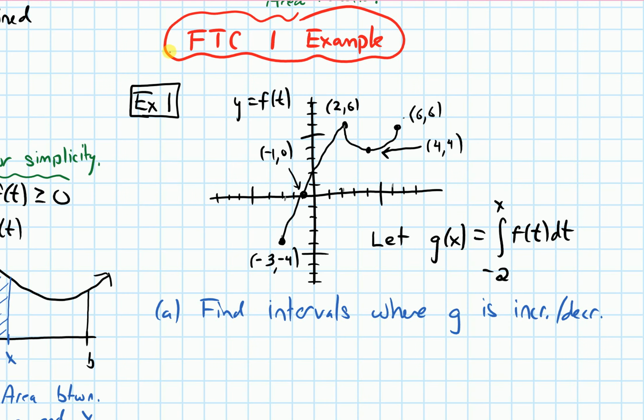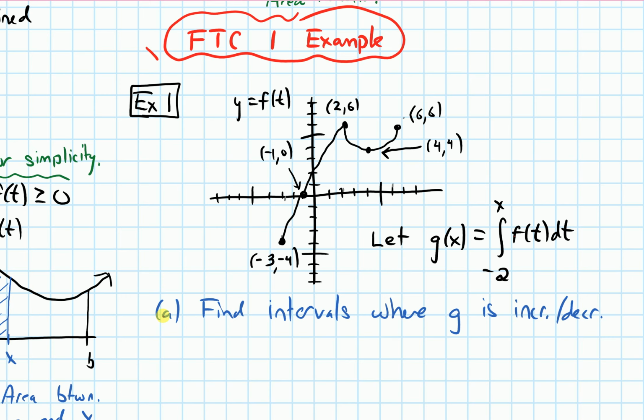In this video, we will do a Fundamental Theorem of Calculus Part 1 example. So in this example, we have this graph of a function y equals f of t, and we're going to let g of x be an area function. It's the definite integral from -2 to x of f of t dt.